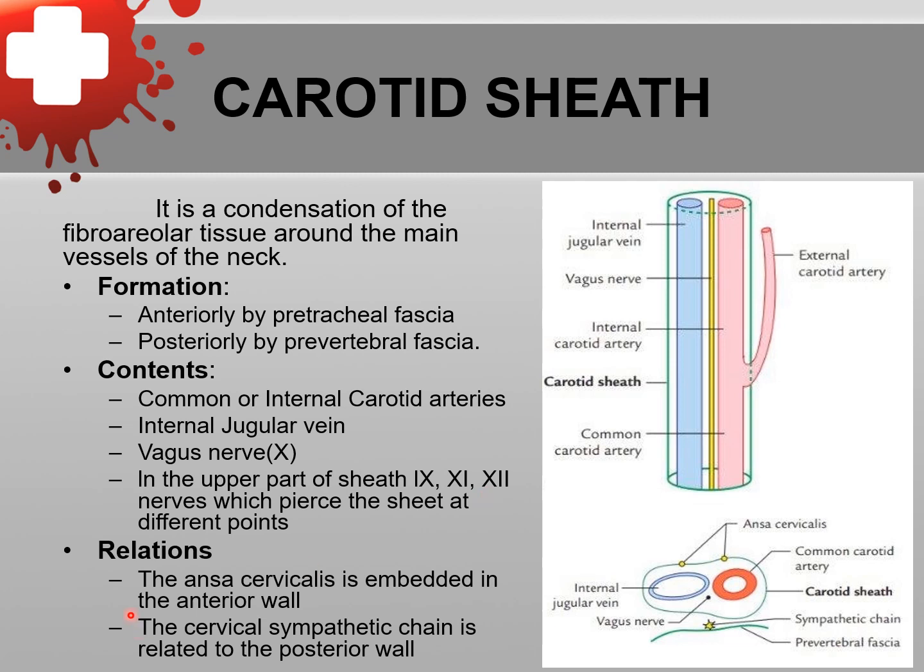Looking at the relations, the ansa cervicalis is embedded in the anterior wall, and the cervical sympathetic chain is related to the posterior wall. Here you can see the ansa cervicalis on the anterior aspect and the sympathetic chain on the posterior aspect.